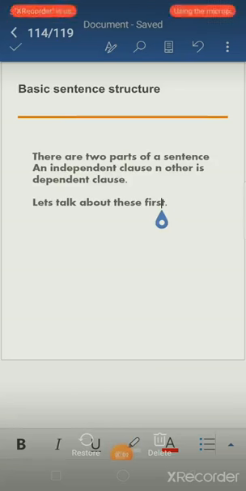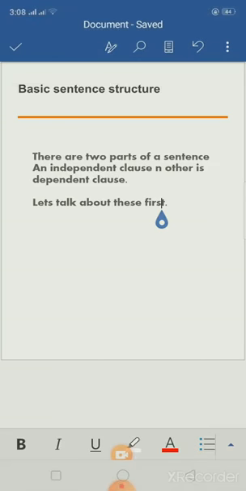In this video, students, we will talk about the basic sentence structure. All of you have a very primary or basic knowledge about the sentence. A sentence is made up of some words, and in a sentence there is a subject, a verb, and an object, and sometimes in a sentence a prepositional phrase is added.